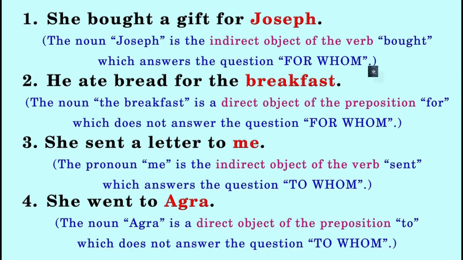Points to remember. An indirect object is really a prepositional phrase in which the preposition to or for is not stated but understood. It tells to whom or for whom something is done. Prepositional phrase is a group of words which begins with a preposition and ends with an object.